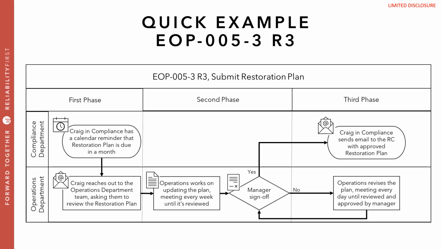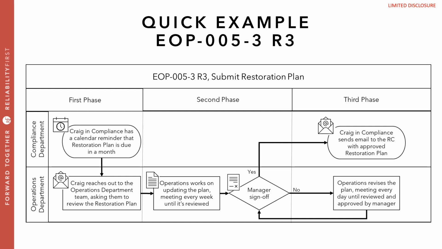We also have the meeting agendas from the operations teams' weekly meetings as they worked on reviewing and revising the restoration plan. And, of course, our restoration plan has the dated manager sign-off of their approval. Now, for this audit, we don't have any evidence of the operations team meeting daily for further revisions. Finally, we have the email sent by Craig in compliance to the reliability coordinator, the one where Craig asks for acknowledgement of receipt, but we also thought ahead and chose the read receipt option when sending the email, so we have that too.